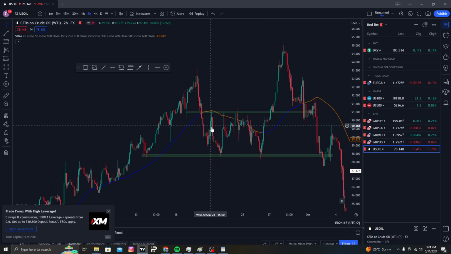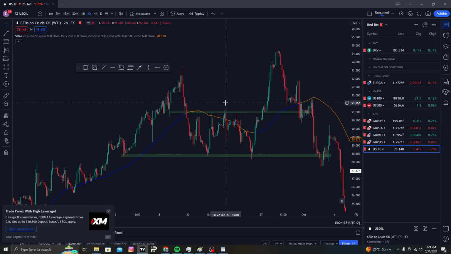It came back in here, and when it touched here, it went back down. It touched here again. It went back down. It touched here again. It went back down. It touched again, went back down, and it finally broke. Same thing.